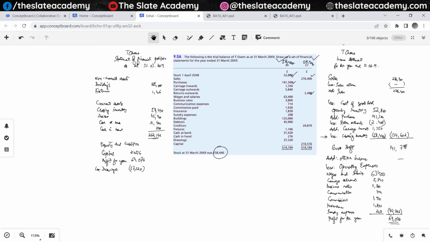210,516 plus 64,076 minus 37,320. What's the amount you're getting for capital? Okay, I get the same. And then for liabilities, I just have creditors. So I write current liabilities and creditors. What's the amount of creditors? 24,870. If I quickly add total equity and liabilities plus 24,870, we get 262,142.